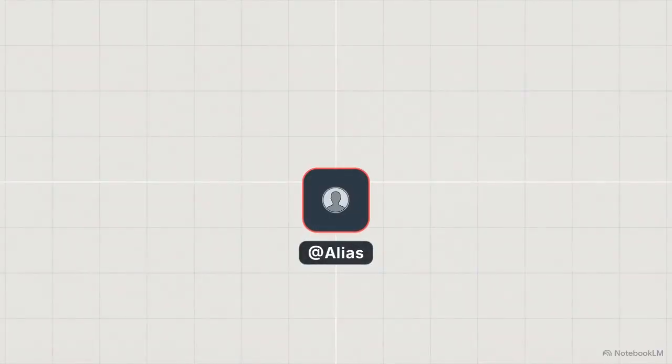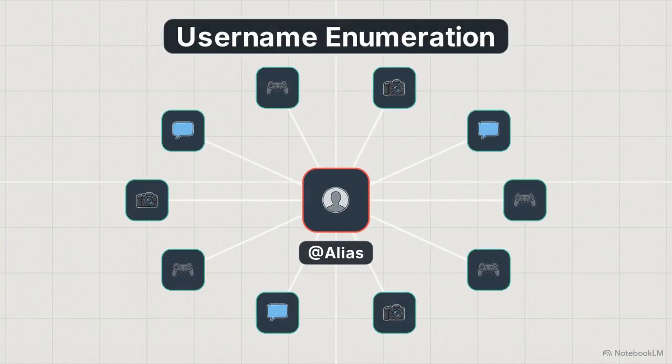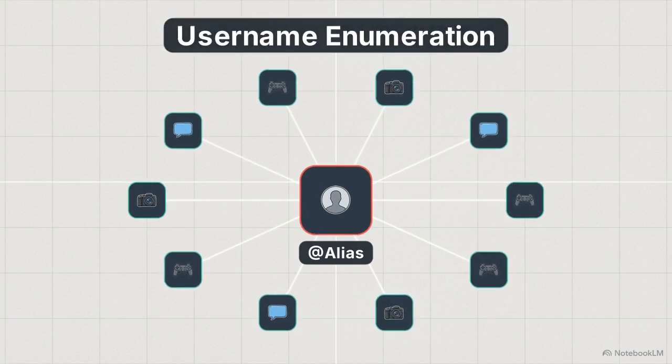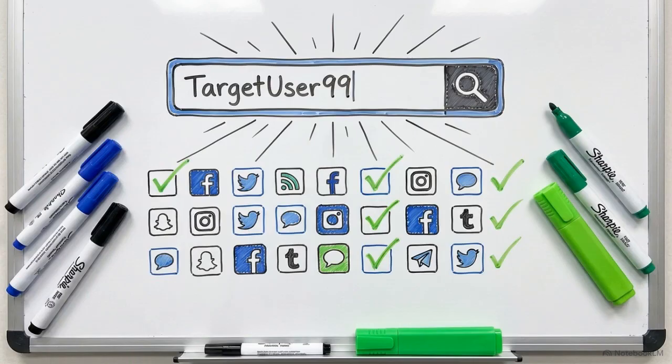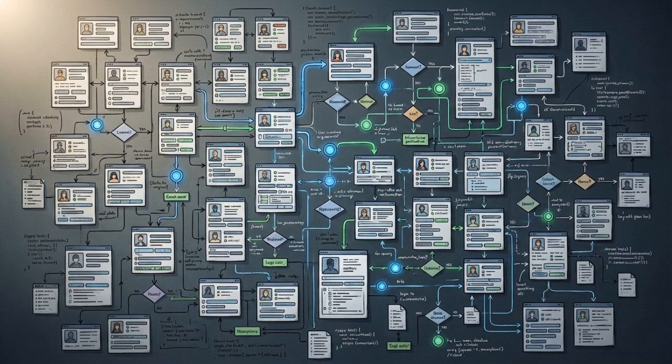Step 2 exploits a common habit. People frequently reuse the same handle across the internet. We call this username enumeration. Take your target's known handle and enter it into a tool like whatsmyname.app. This queries that specific username against hundreds of platforms simultaneously. In seconds, this maps out their presence across gaming networks, dating sites, and niche forums.